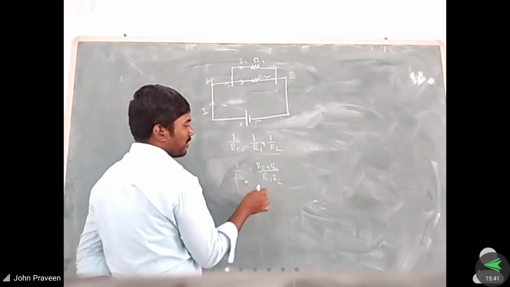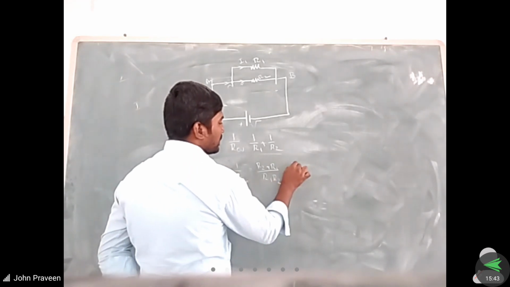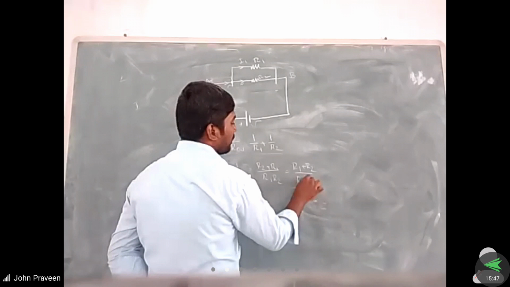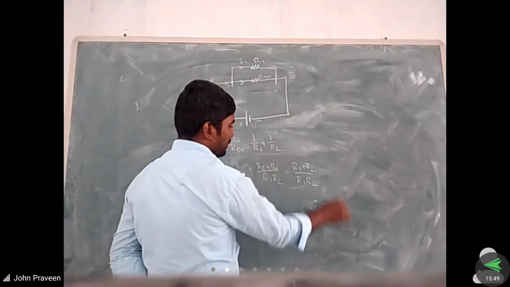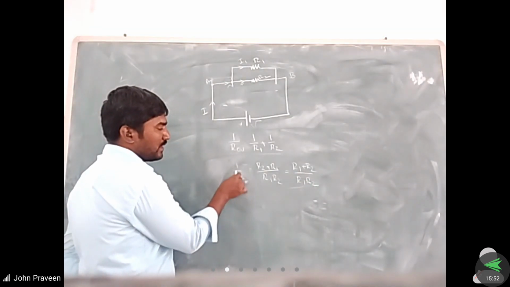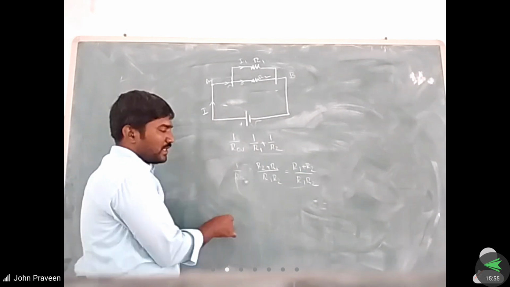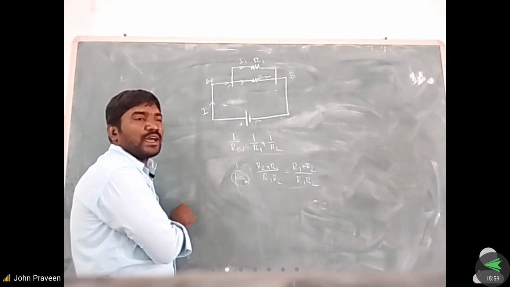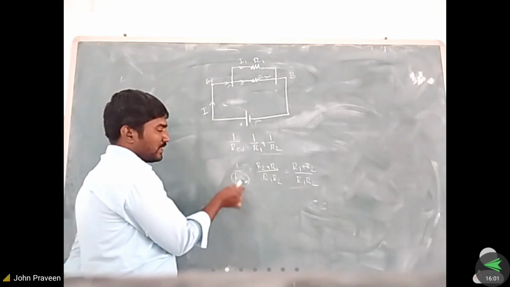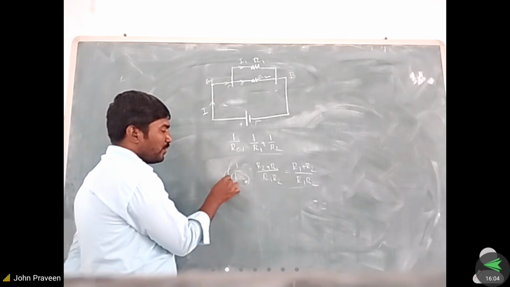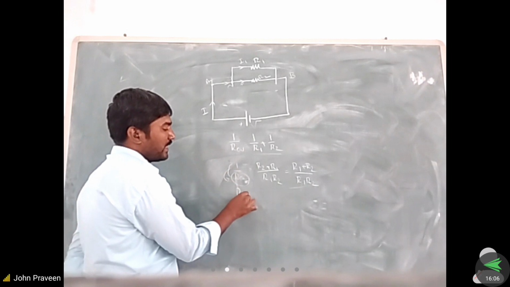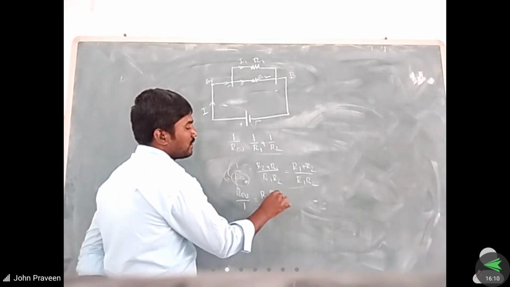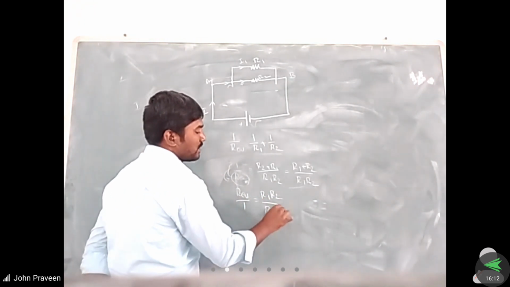Suppose we write it in a proper order: 1 by R equivalent is equal to R1 plus R2 by R1 R2. But what is our requirement? 1 by R equivalent is the value we are getting here, but the R equivalent value will be needed while we are calculating series and parallel connections. So we just interchange the numerator and the denominator. Then we get R equivalent by 1 is equal to R1 R2 by R1 plus R2.